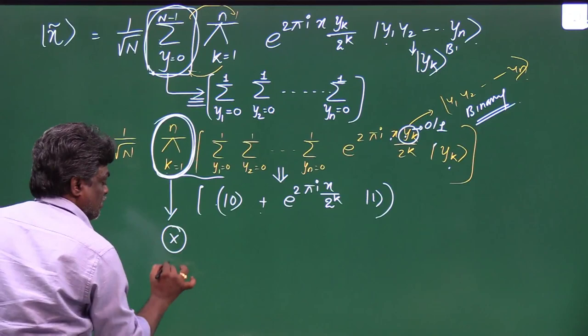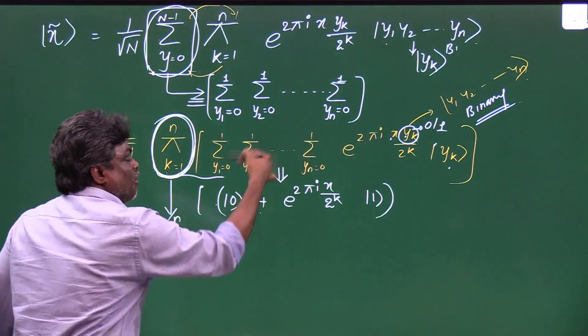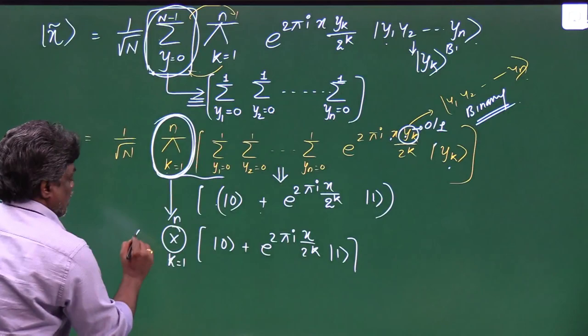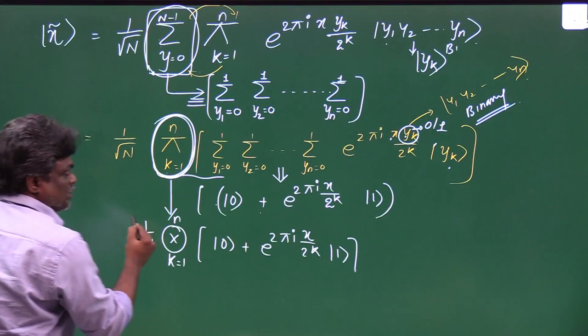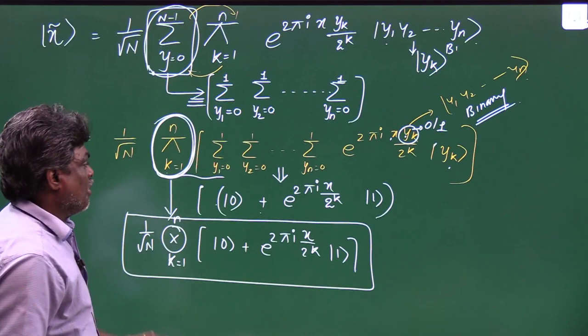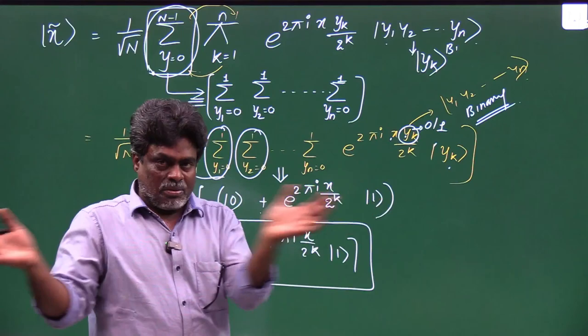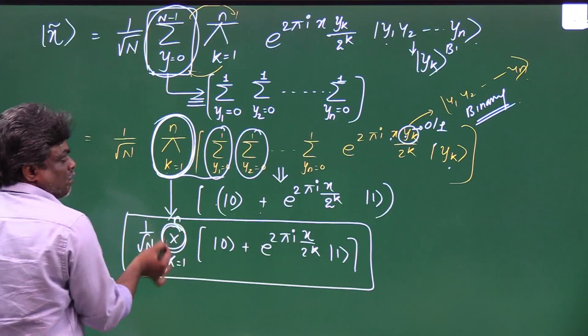So, whatever summation we got here, for that we will take the tensor product: 0, e power 2 pi I x by 2 power k, 1, for k equal to 1 to n, 1 by root n. If you observe carefully, in this there is no y. So, y is gone. Once again, sir, we have to substitute y1, next y2, next y3, and we have to make all the products. So that product is nothing but the tensor product.